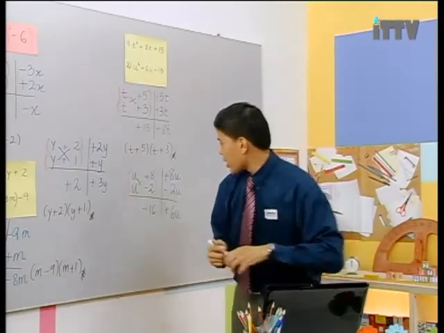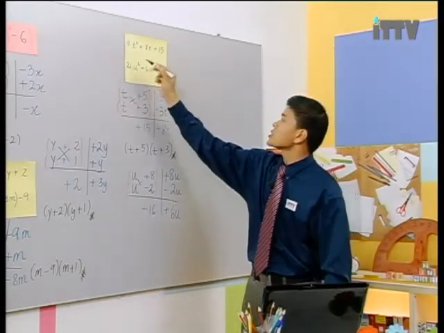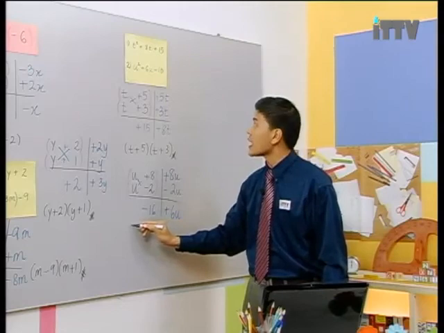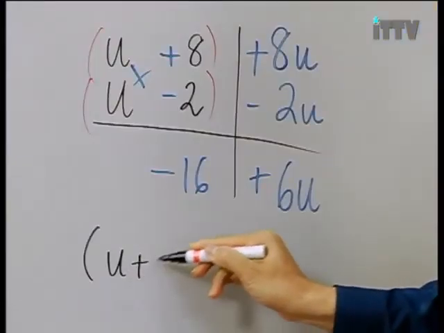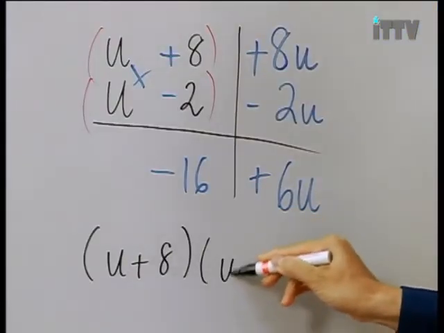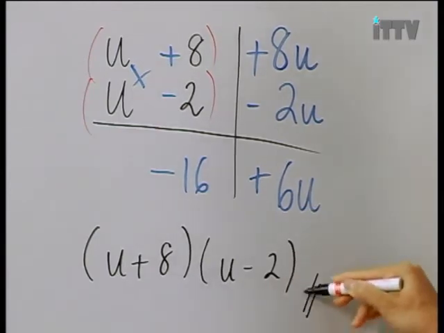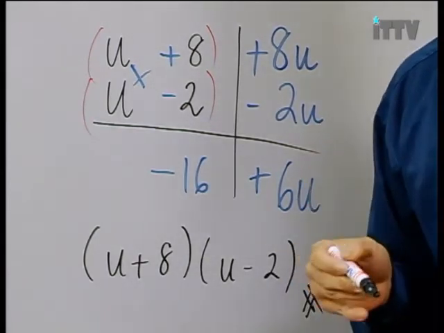And therefore, rewrite the expression. This whole expression can be written as u plus 8 and u minus 2. And this is the factorized form.